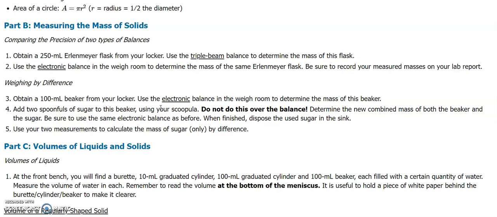Then weighing by difference. Obtain a 100 ml beaker from your locker. Use the electronic balance in the weigh room to determine the mass of this beaker. Add 2 spoonfuls of sugar to this beaker. Use your spatula. Do not do this over the balance. Determine the new combined mass of both the beaker and the sugar. Be sure to use the same electronic balance as before. When finished, dispose of the sugar in the sink. Use your two measurements to calculate the mass of sugar only by difference.